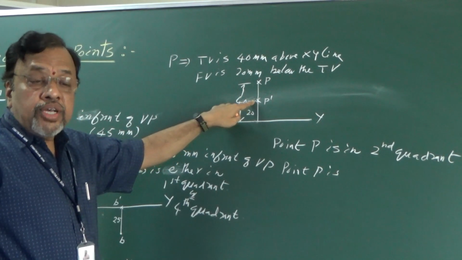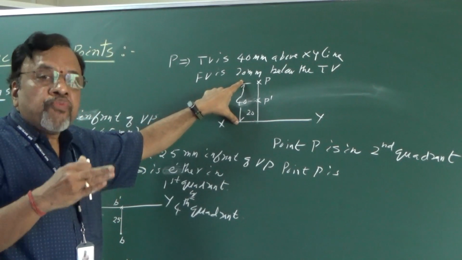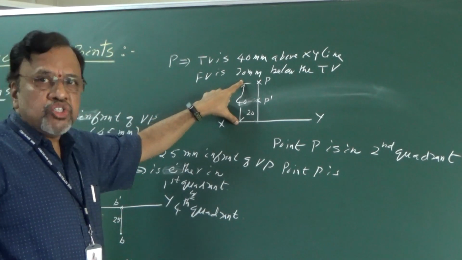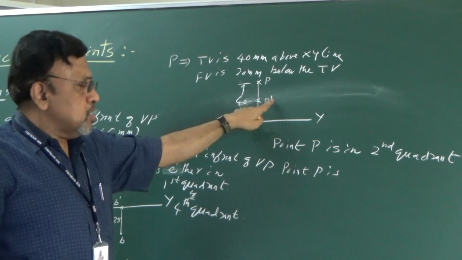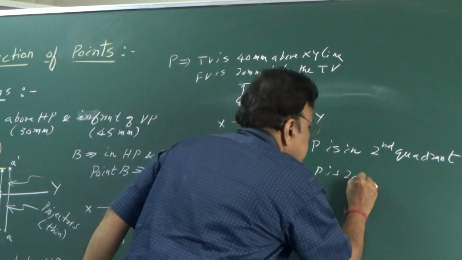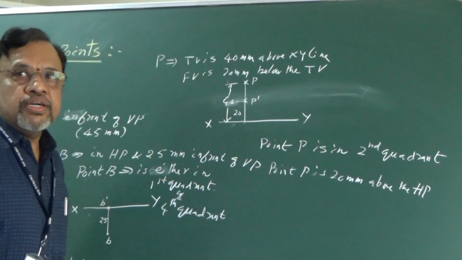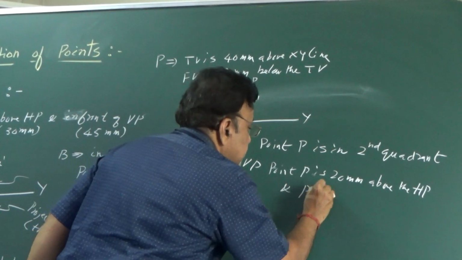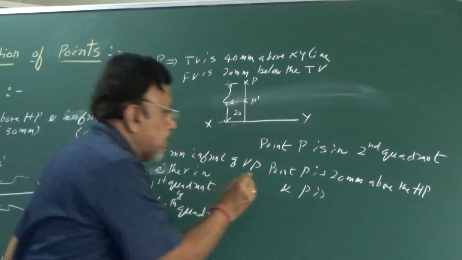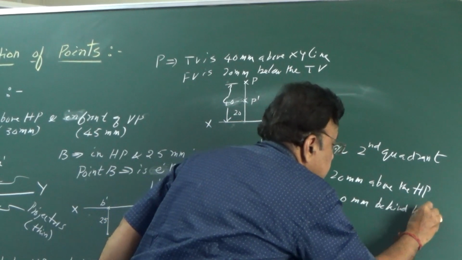That means what? Always remember, I told you that if I say the point is in the second quadrant, it means the point should be above HP and behind VP. Now tell me how much it is above HP. As you can see here, the front view is here, so point P is 20 mm above the HP. And what about the reference to VP? I have given 40, and it is behind. So I can write point P is 40 mm behind the VP. Is it clear?